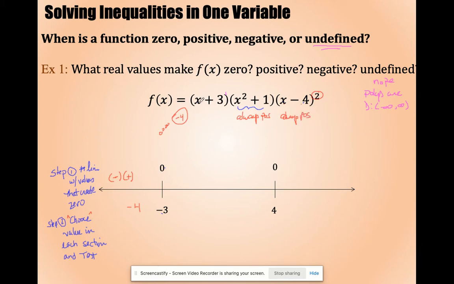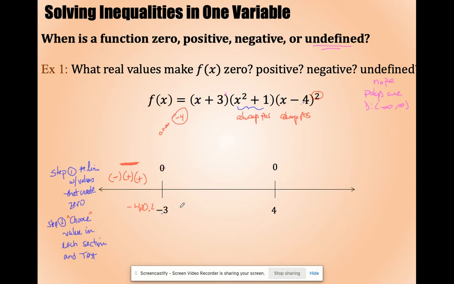What happens when you plug in -4 and you get a negative factor times a positive factor times another positive factor? What happens? Negative times a positive is a big fat negative. If you had chosen -40 or -40.2 or -400.2, it wouldn't matter. The first factor would be negative and the second two would always be positive. If you put in -3, you get a 0.